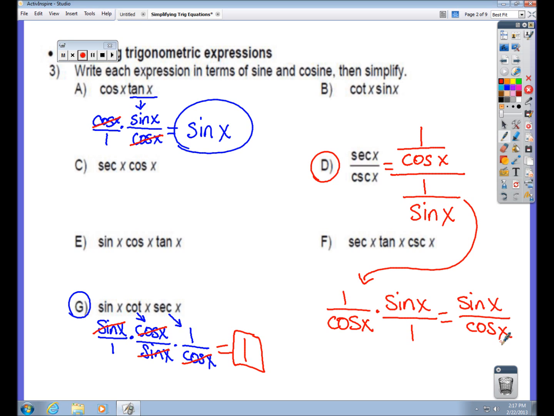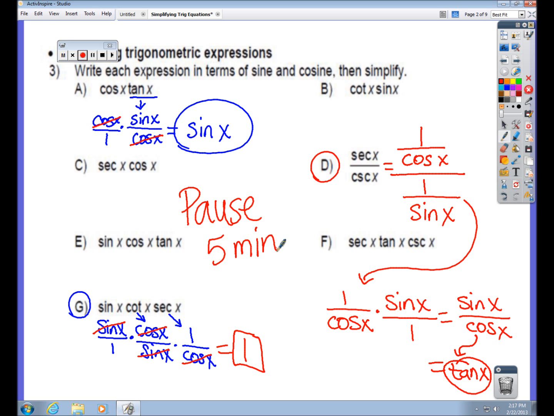Okay, but now look at your list. Sine over cosine is an identity. Okay. Sine over cosine is equal to the tangent of x. So in its most simplified form, we would come out with tangent of x. You want to keep looking for more identities you can substitute or simplify, things that you can cancel out. Okay, so I want you to pause the video right here and take 5 minutes to work on B, C, E, and F.